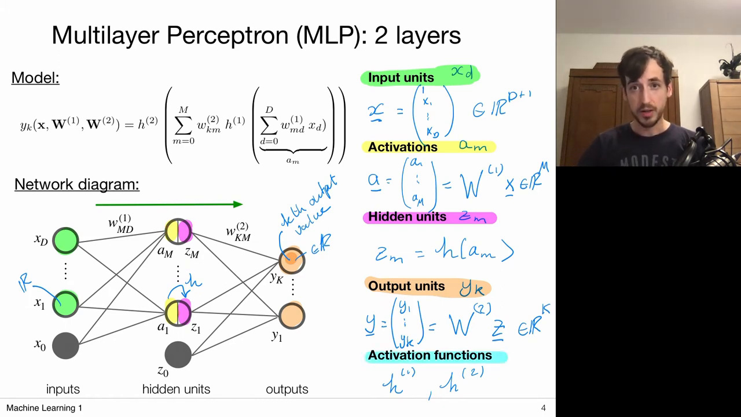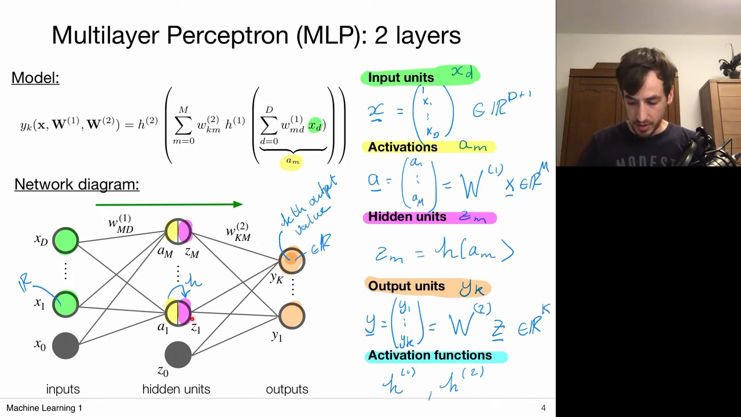Okay, so these are all the components of a multi-layer perceptron, of a two-layer neural network in this particular case. Now it's only two layers. So we start off with an input unit. So that's all those input values, x_D. Those are transformed linearly via my weights in the first layer to give me the activations of the first layer. These activations are in turn turned into hidden units, the Z_Ms, by applying this activation function H to my activations.